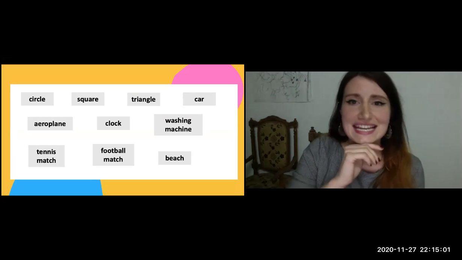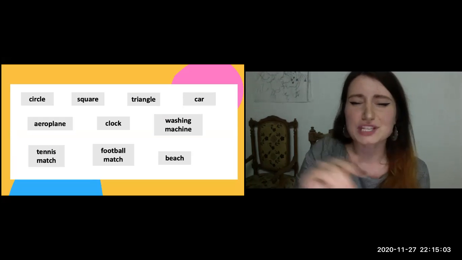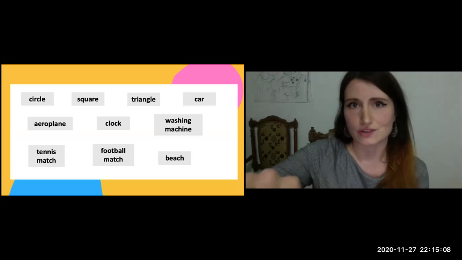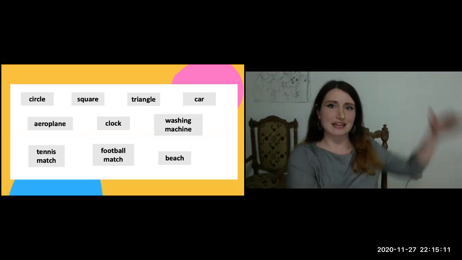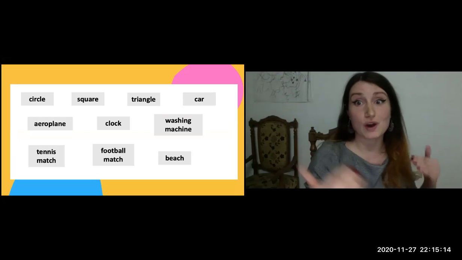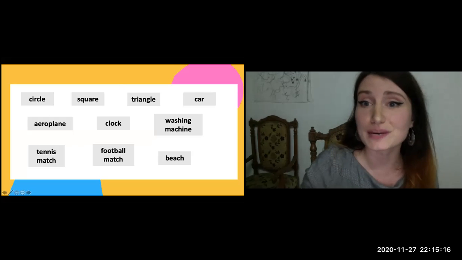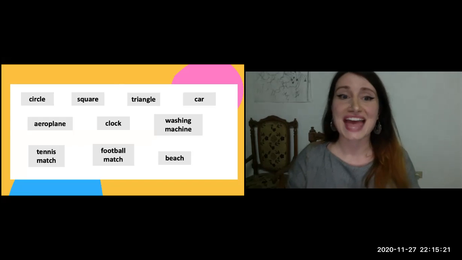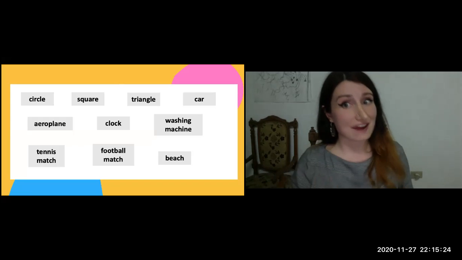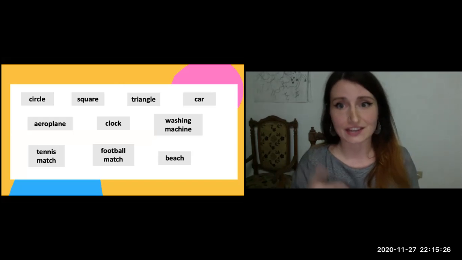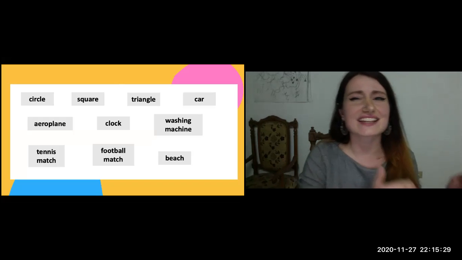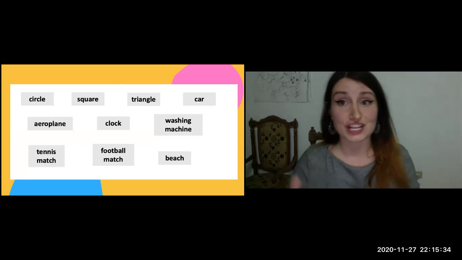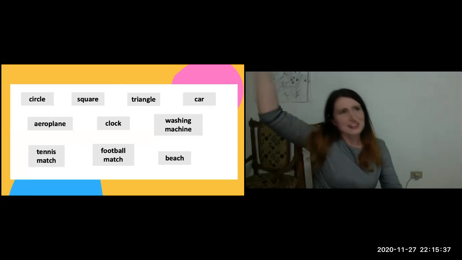Let's have a look at some of the usual shapes that I use. I tend to start with a circle, a square and a triangle because they're quite easy ones to ease them into moving as a group, working together as a group. And then I normally go into a car, at which point you can see them looking like, what? So they make a car, and then normally an aeroplane, and then a clock. And then a washing machine, and then I take it into proper scenes. So it'll be a tennis match, a football match, and the beach. So for the tennis match, they'll be there frozen.